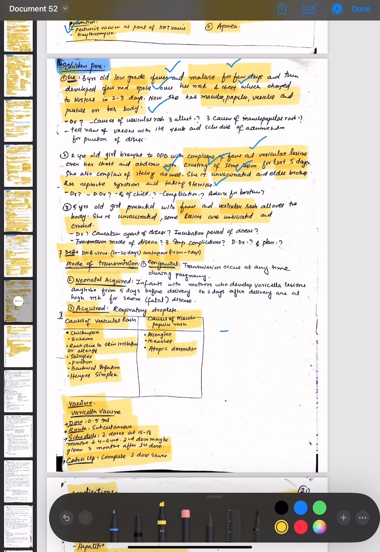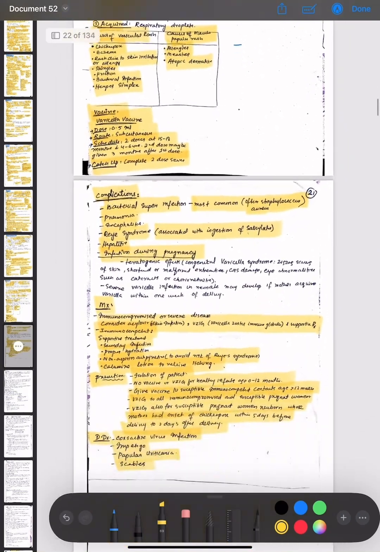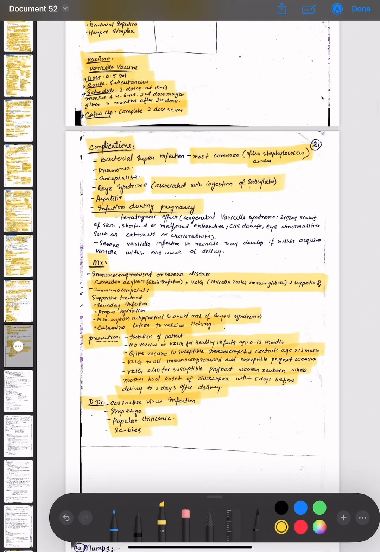Okay, now we are having the definition that it is DNA virus, and it is contagious. Then the mode of transmission is congenital, neonatal, and acquired. Then the vaccine that is for chickenpox is varicella vaccine, and these are the complications. Then we have discussed the management options, the prevention, and the differential diagnosis of the chickenpox. Now coming towards next disease, that is mumps.